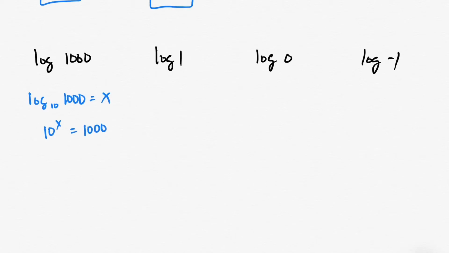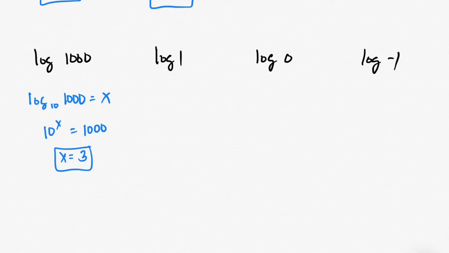And now the question here is 10 raised to what number gives you 1000? The answer here is 3, right? Because 10 times 10, that's 100. Times 10 again, you get 1000.